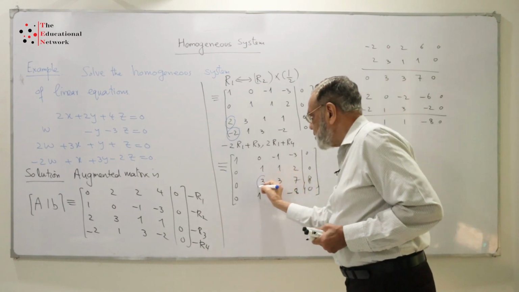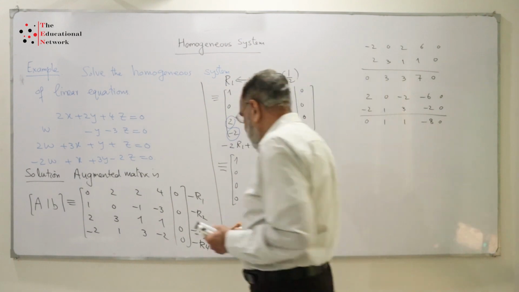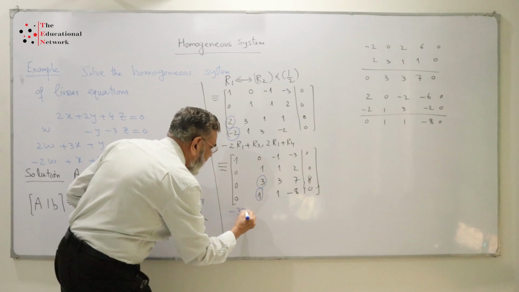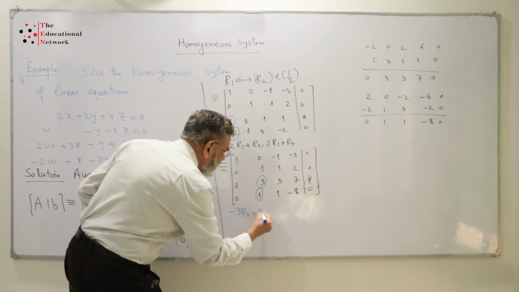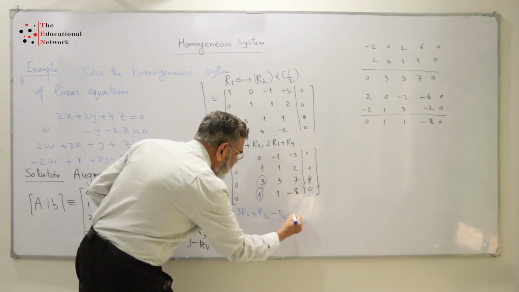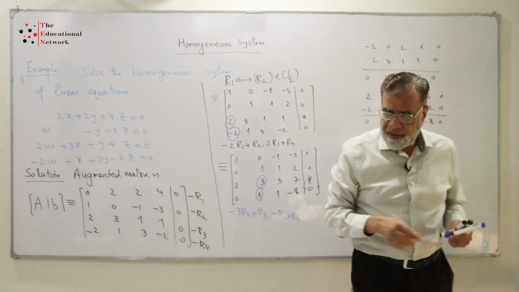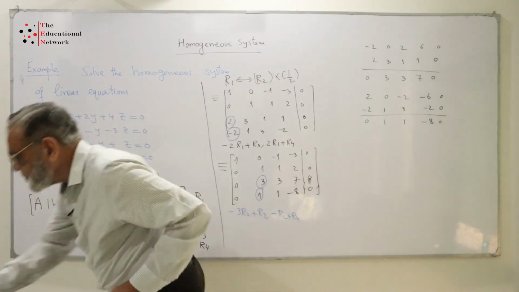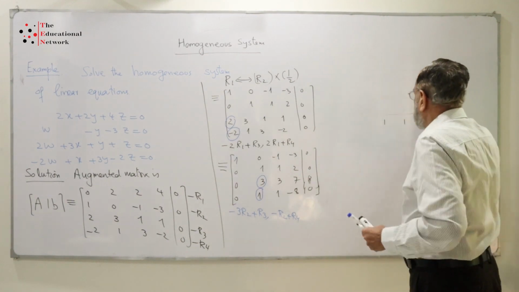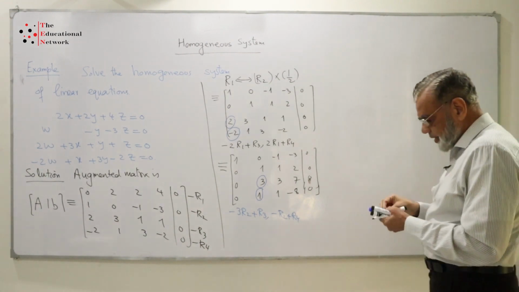So we can see that the leading entry here is my 1. I want to make this one 0, and this one 0. The row operations I'm going to do: multiply by minus 3, minus 3 R2 plus R3, and then multiply by minus 1, minus 1 R2 plus R4. We make space to write the new equations and rewrite them. Rows 1 and 2 are not going to change and will remain the same.